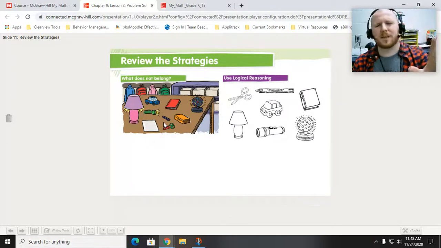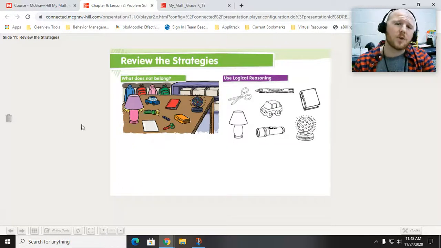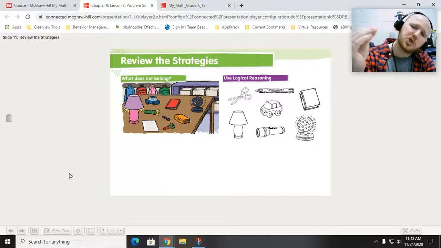I'm gonna let you do this one because you guys are just as smart. You know exactly what to do. Color the things that you would have in school and then cross off the things that don't belong. Capiche? Let's do this thing.